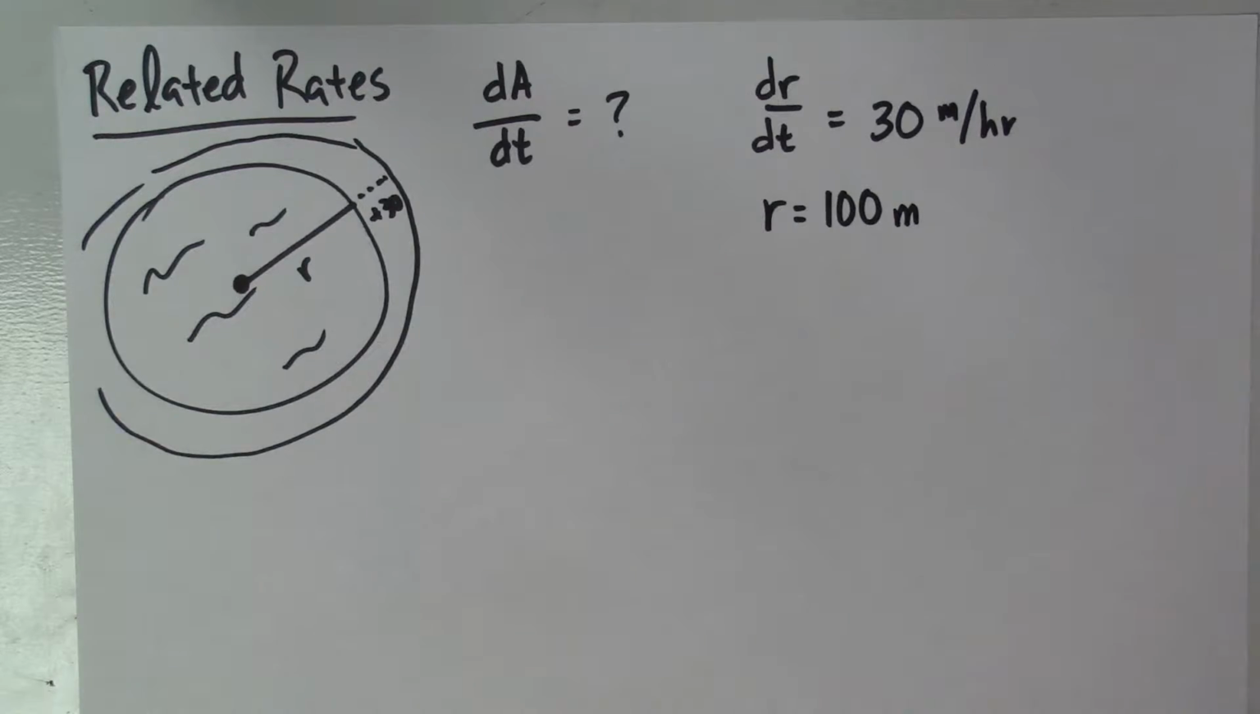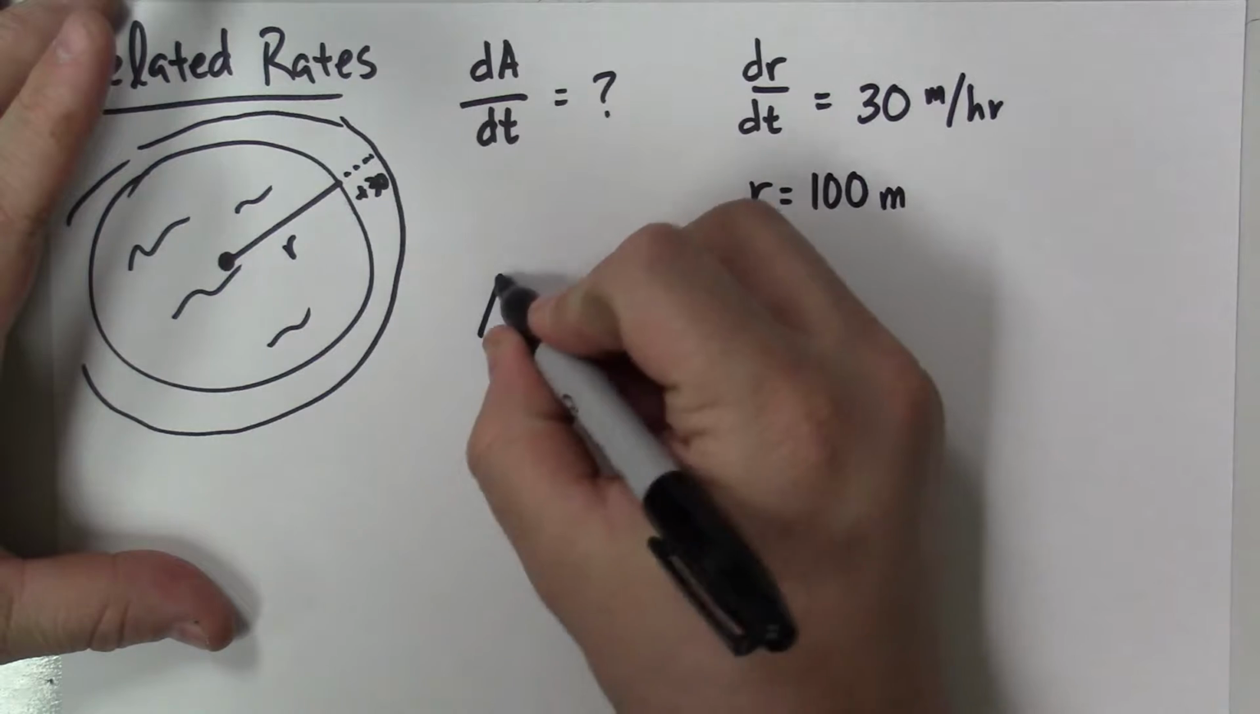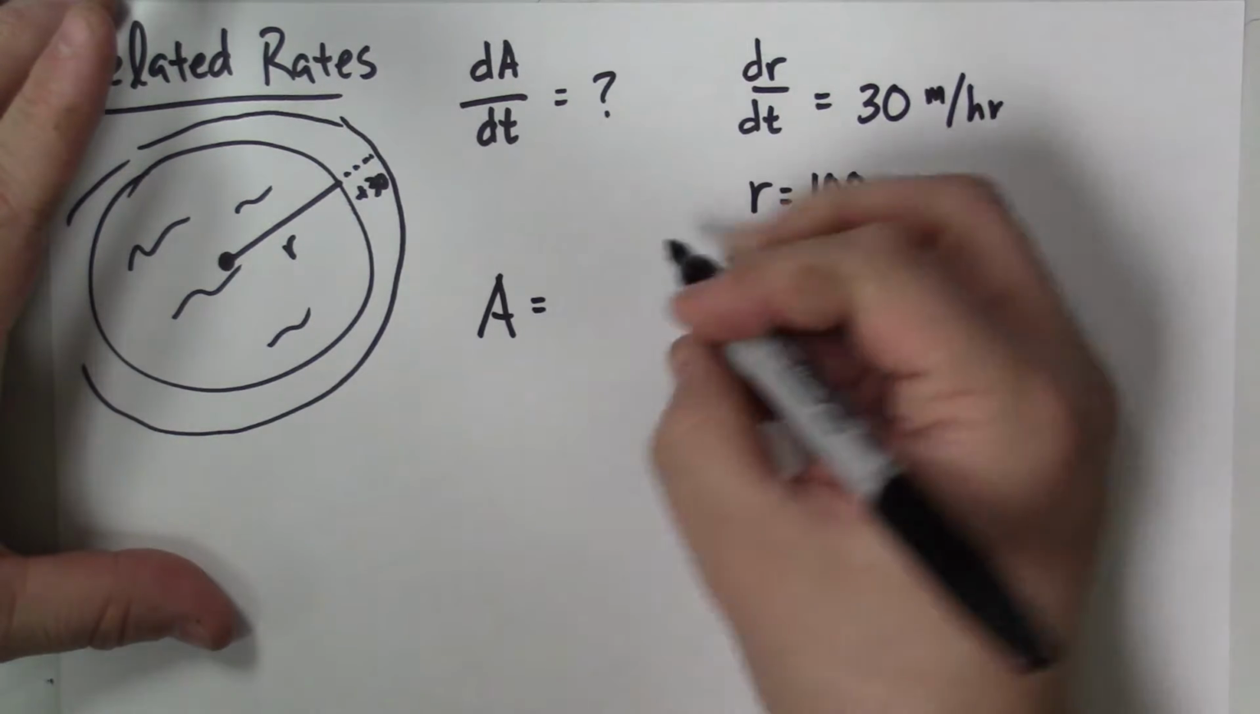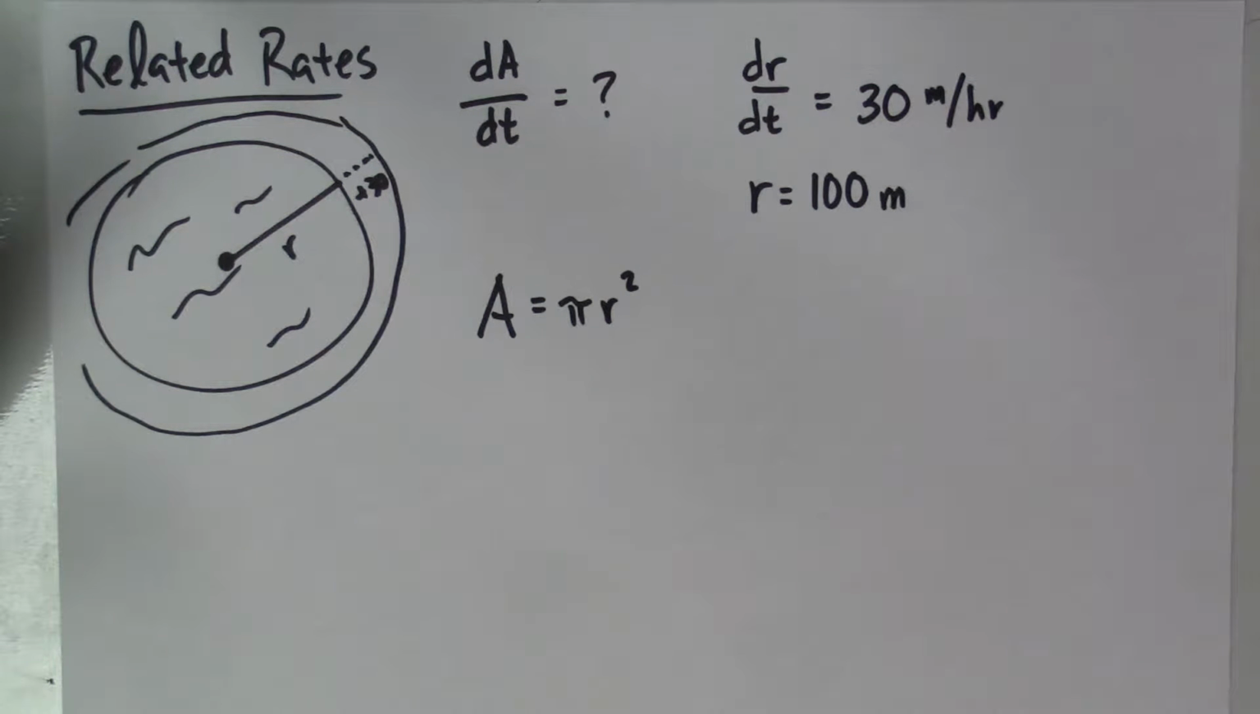So let's look at what we have to do. Your geometry teacher, I'm sure, pounded this into your head: the area equals pi times the radius squared.